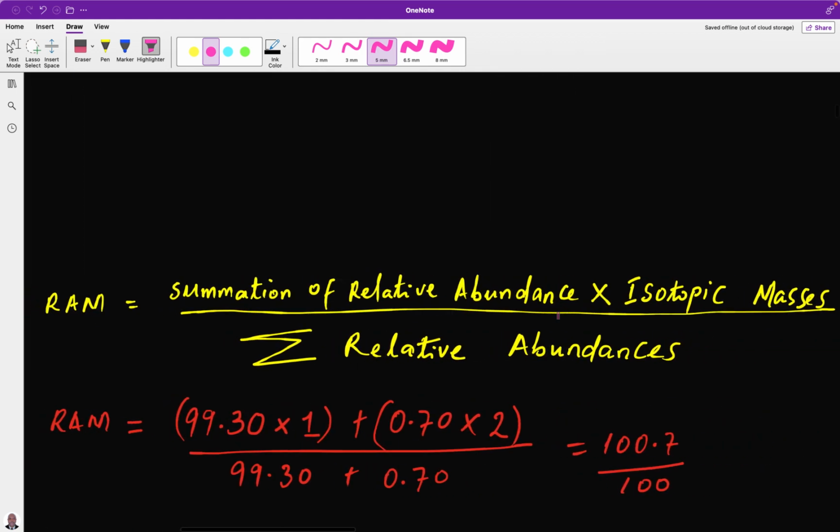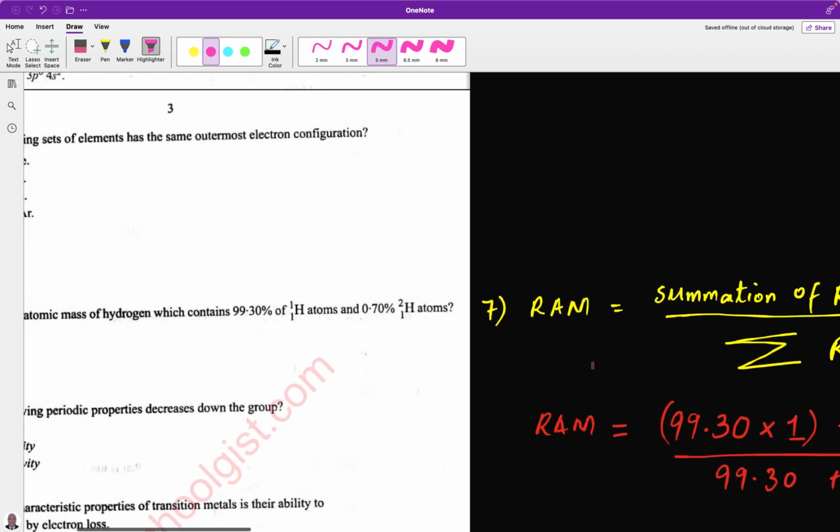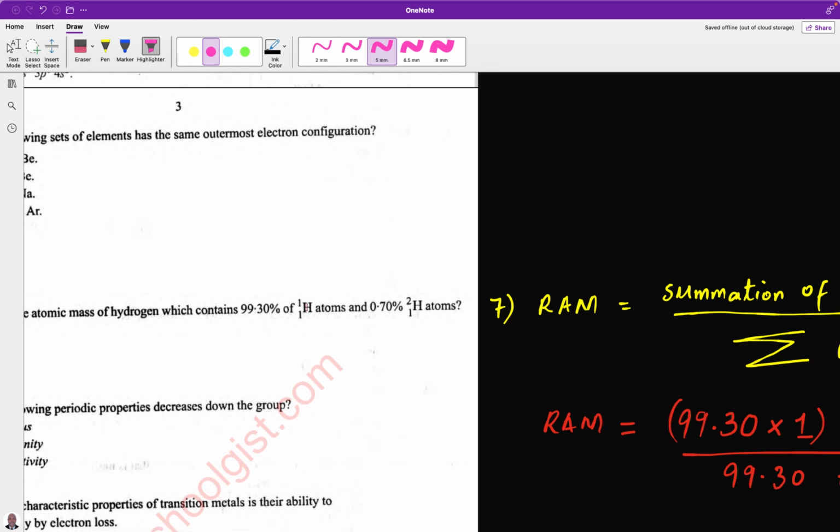To calculate the relative atomic mass of an element, relative atomic mass is equal to summation. That is this sign here, summation. Summation of relative abundance times isotopic masses, divided by summation of the relative abundances. For instance, the abundances are in percentages.